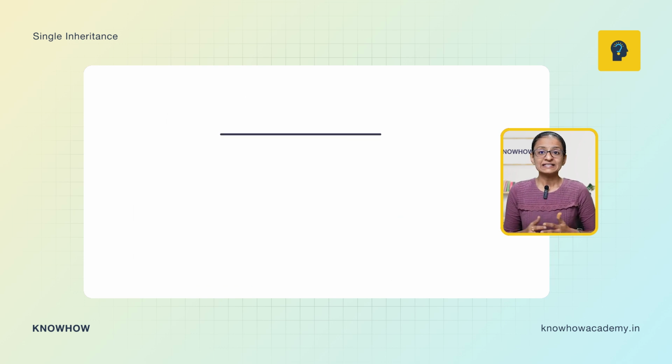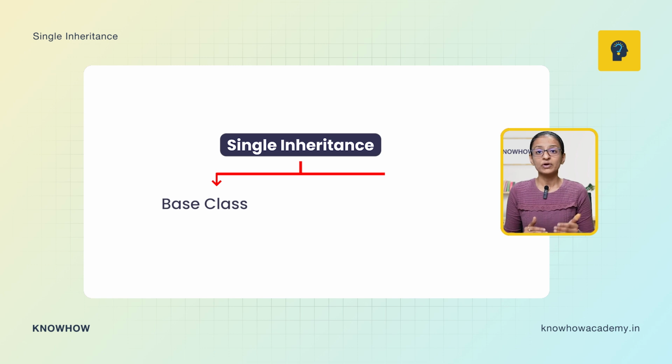So technically, single inheritance means there is one base class and there is one child class. One child class inherits the properties of one parent class. So this is called single inheritance. Now let's see a basic example of single inheritance.